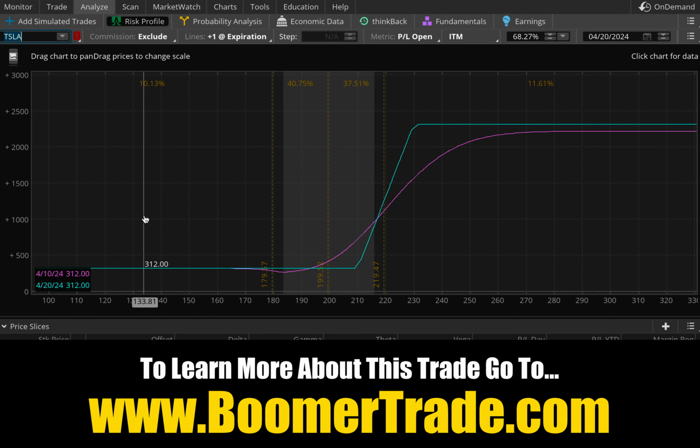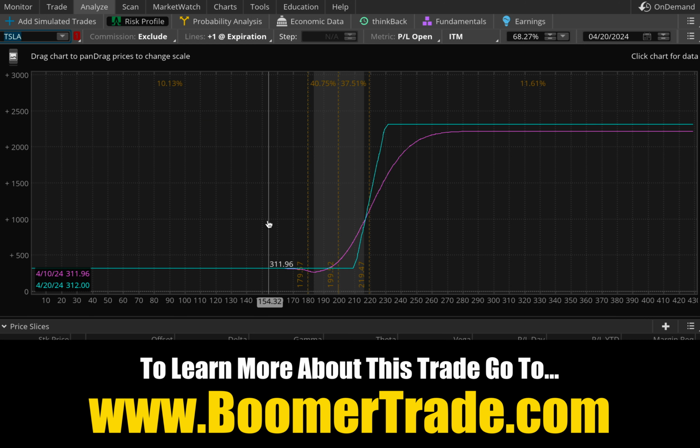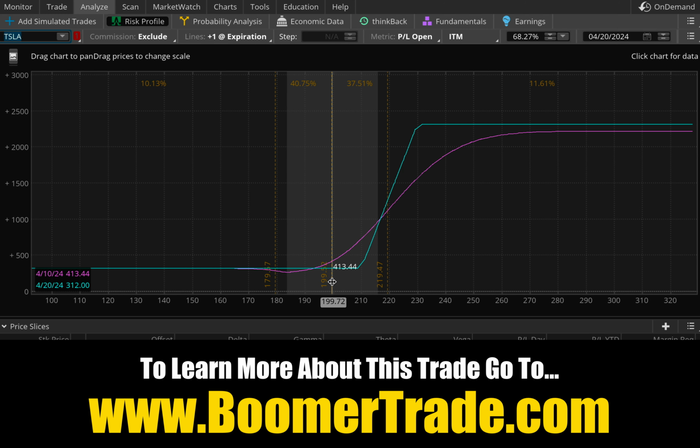It's floating above the zero line. As we zoom all the way out, we can see that all the way down to zero, the worst case scenario is that we'll make $312. No way to lose on the downside. And where we're currently trading, if it just hung out right where we're at, we'll make $312.